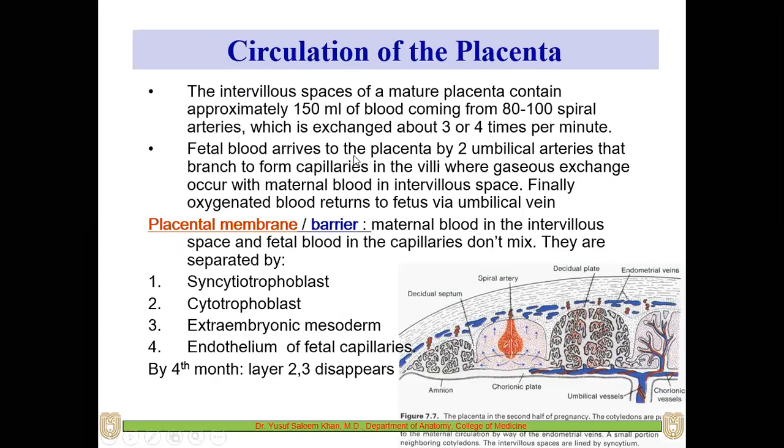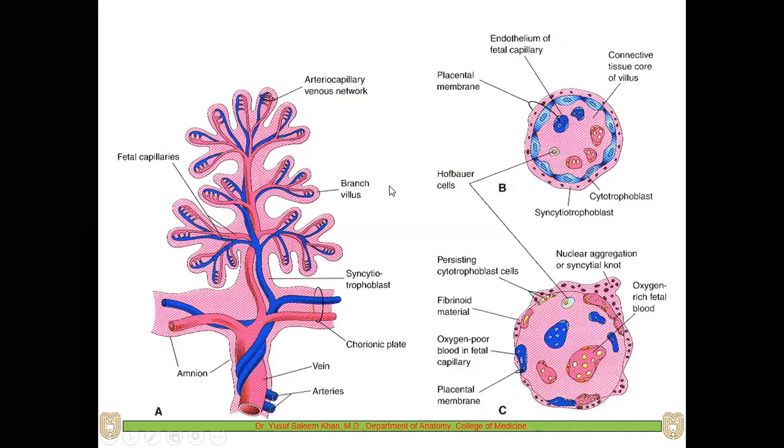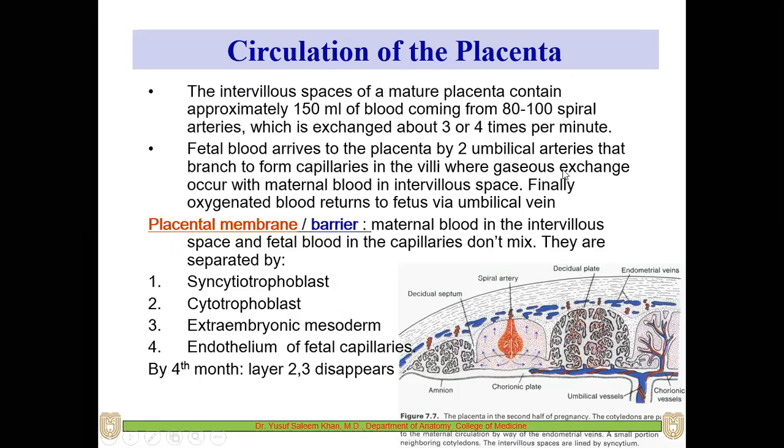Fetal blood arrives to the placenta by two umbilical arteries that branch to form the capillaries. As you can see here, these smaller branches are called capillaries, in the villi, where the gaseous exchange occurs. You can see the same thing: the maternal arteries coming here, and the blood is here in the intervillous space, so there will be exchange of gases taking place. Finally, the oxygenated blood returns to the fetus via the umbilical vein.